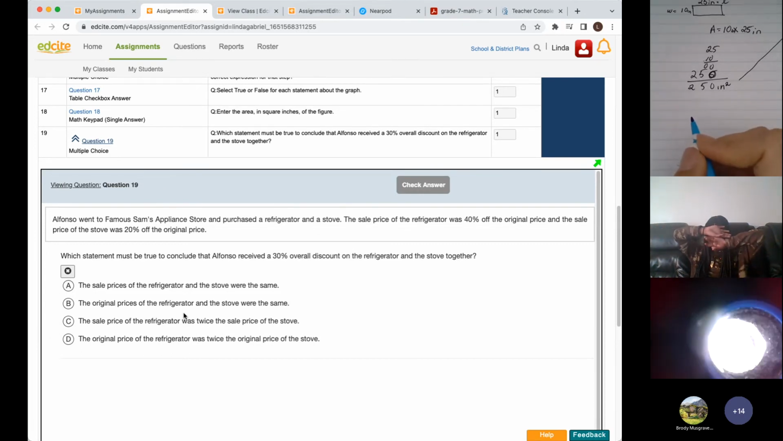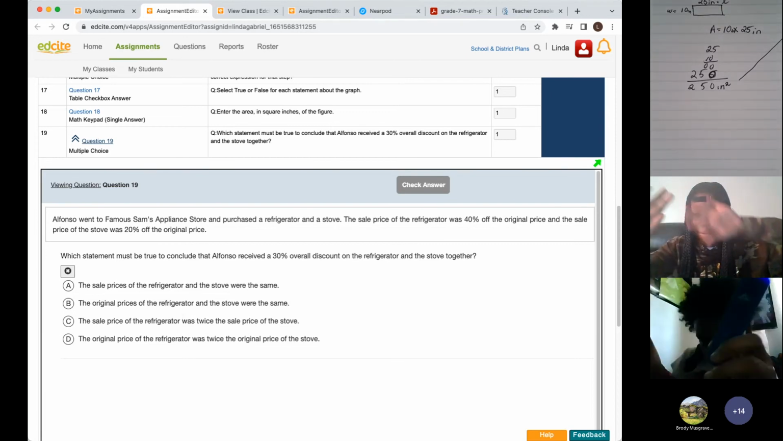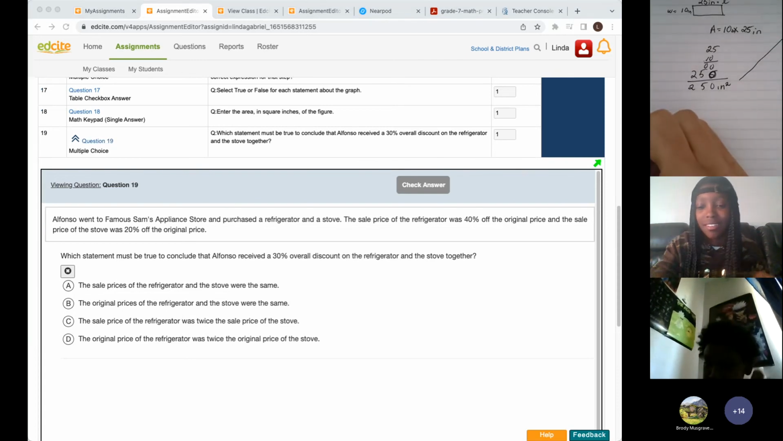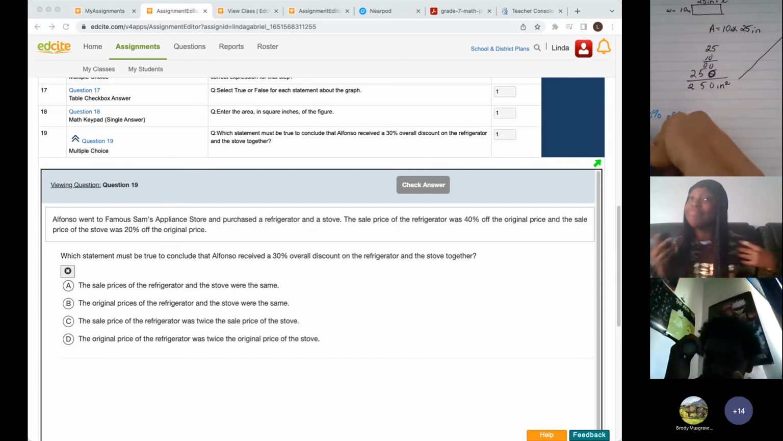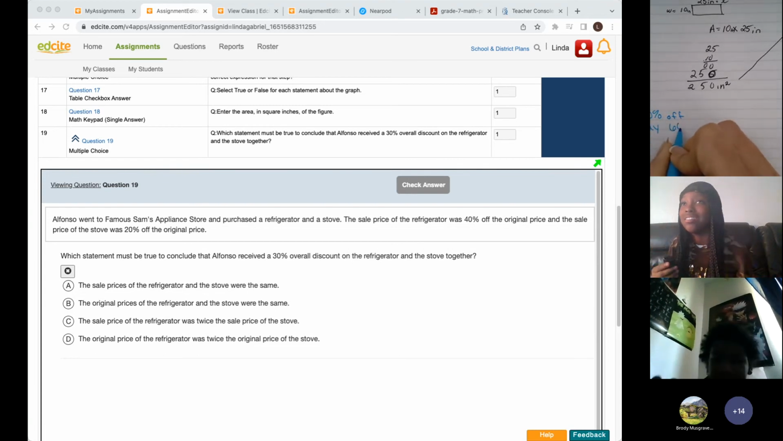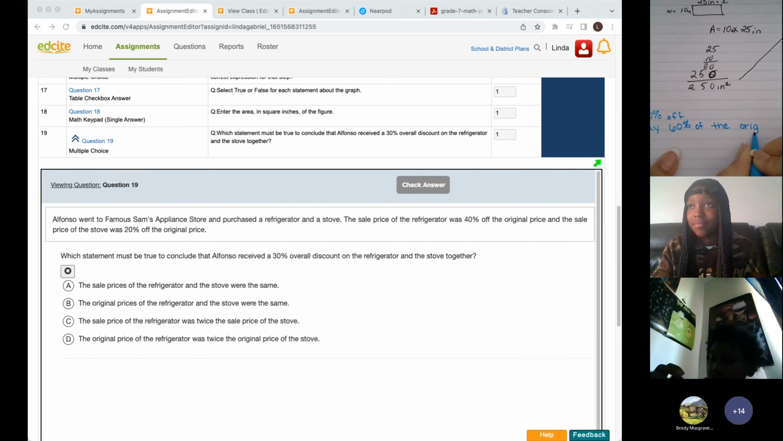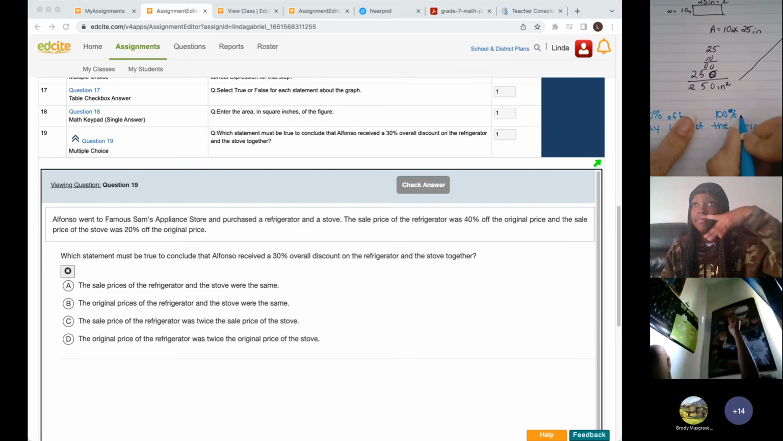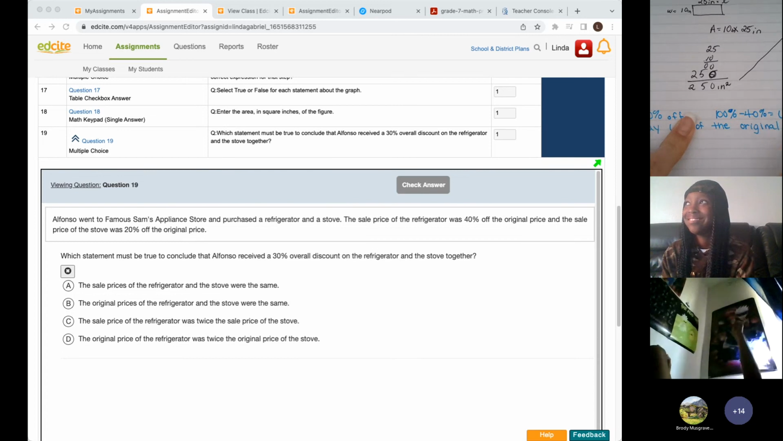All right, so we have the sale price of the refrigerator was 40% off the original price. So we're trying to figure out what the overall price was for the refrigerator. If I get something on sale for 40% off, that means I'm going to pay 60% of the original price, right? Because if I have my price at 100%, I got a 40% discount, meaning I take off 40%. I am left paying 60%.